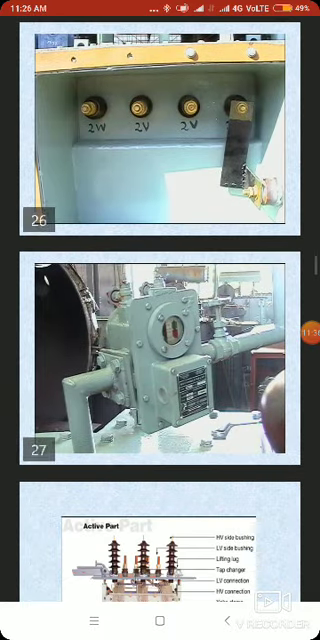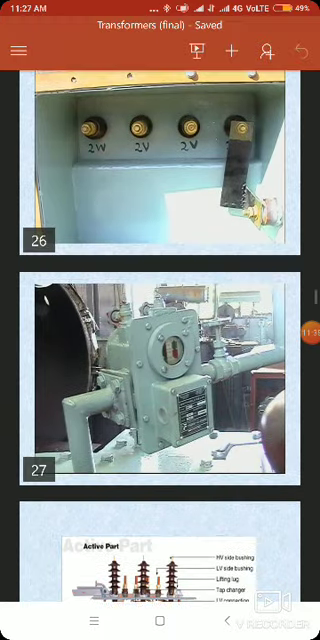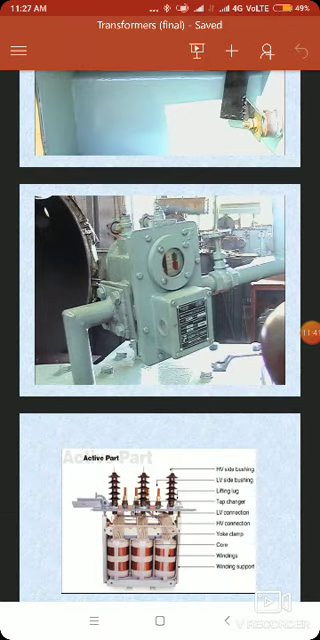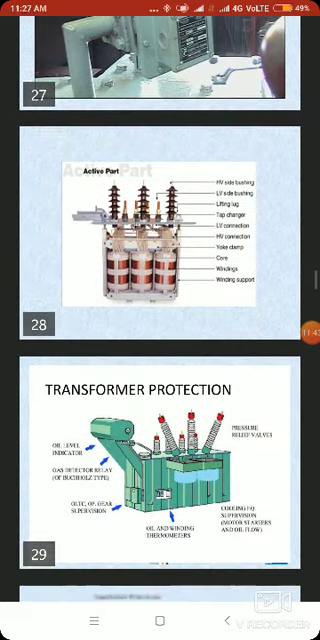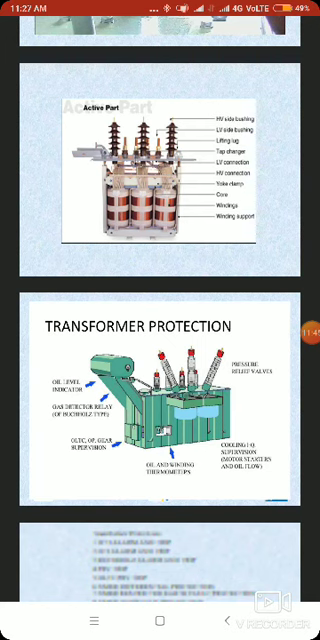Now this figure shows the Buchholz relay. We'll come to the protection part later. These are basically the transformer protections which you see. The arrow is showing the oil level indicator, which is checked daily. Later in the slides we'll discuss what are the things we are going to monitor.